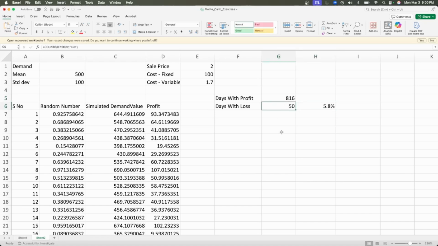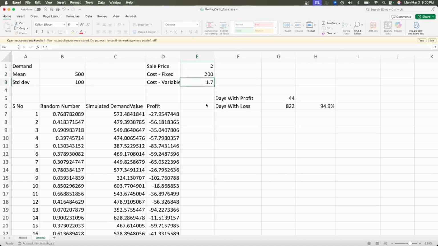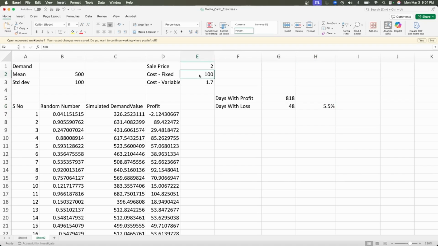Now you'll see that if I change any of these parameters such as sales price or variable cost or fixed cost, then these numbers will change. So let's go ahead and quickly change your fixed cost to $200. Now you will see that the whole thing has changed. Days with a loss is 822 and days with profit is just 44. So overall 94%, or approximately 95% of the time, you will be making a loss. Now let's just revert that.